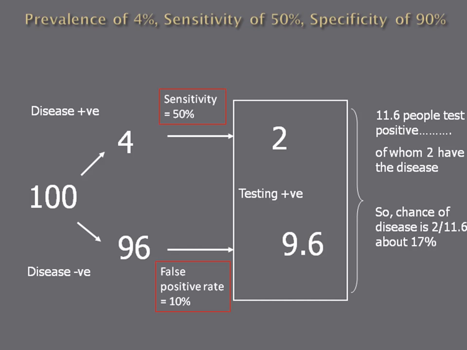When we divide the true positives by the total positives, we arrive at a positive predictive value of only 17%. See how the lower prevalence decreased the ability of the test to detect the disorder. Even though the sensitivity and specificity remained the same, the predictive value dropped from 70% to 17% simply because the prevalence dropped from 30% to 4%.